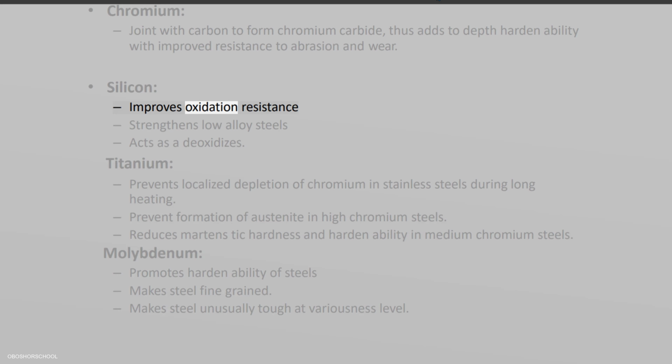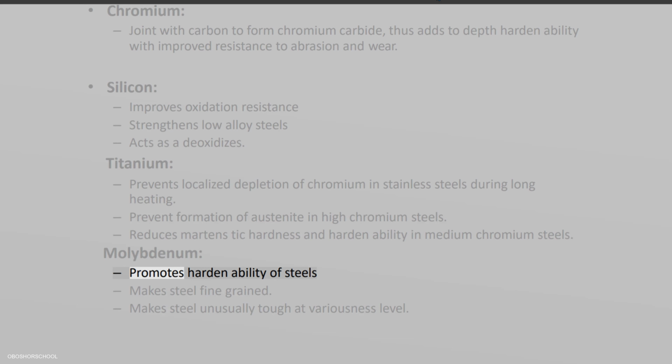Silicon improves oxidation resistance, strengthens low alloy steels, acts as a deoxidizer. Titanium prevents localized depletion of chromium in stainless steels during long heating. Prevents formation of austenite in high chromium steels. Reduces martensitic hardness and hardenability in medium chromium steels.